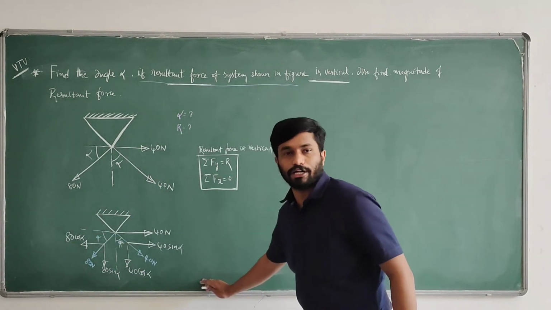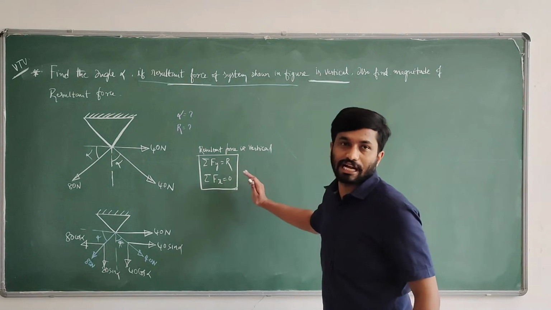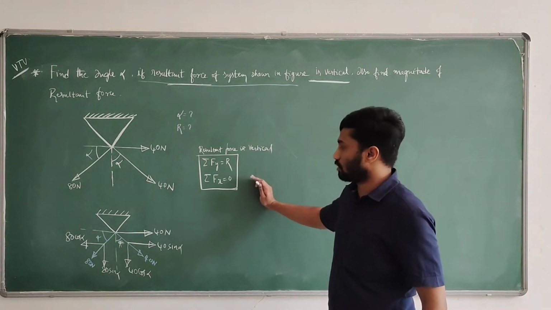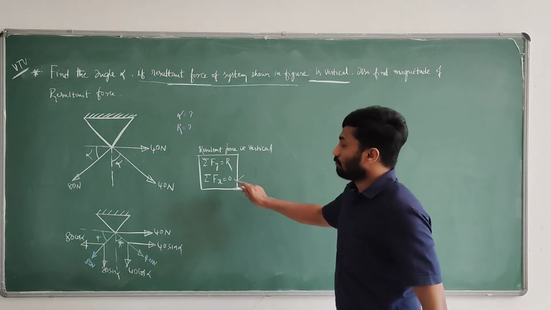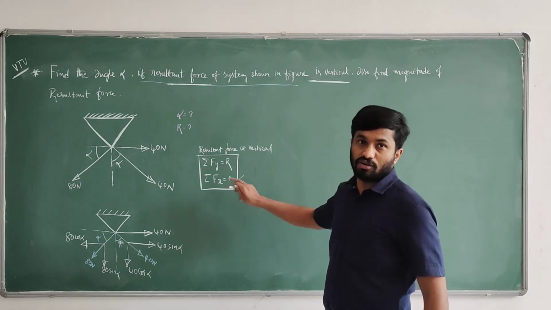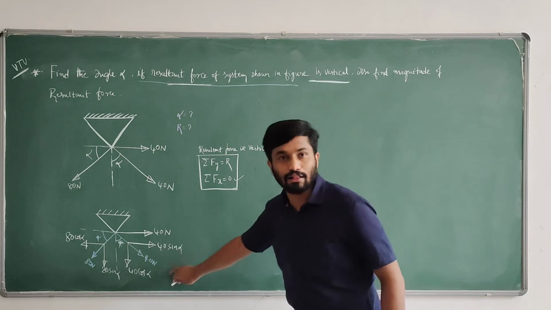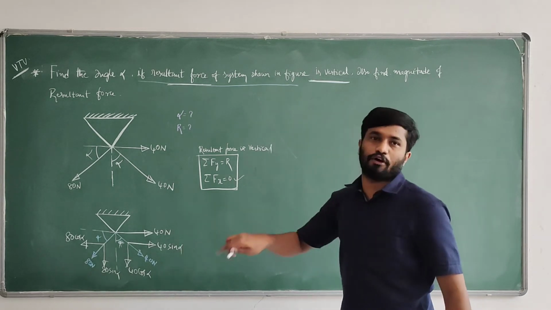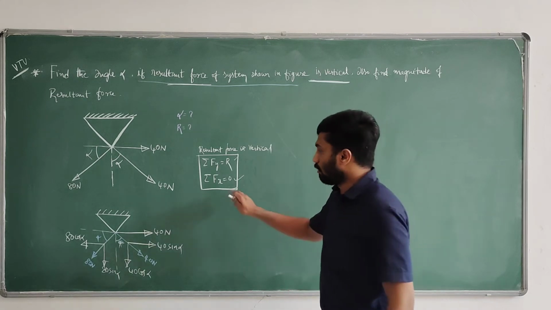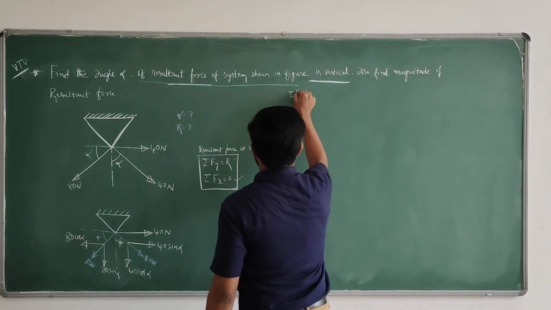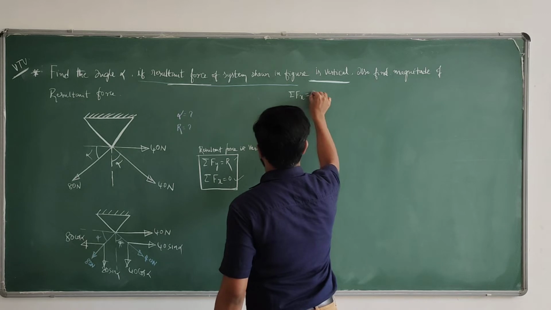Now, using this free body diagram, impose this condition. First, I will consider sigma Fx equals 0. Because using this condition, sigma Fx equals 0, you get the alpha value. When we get the alpha value, we can easily compute the resultant value. Now use this first condition, sigma Fx equals 0.